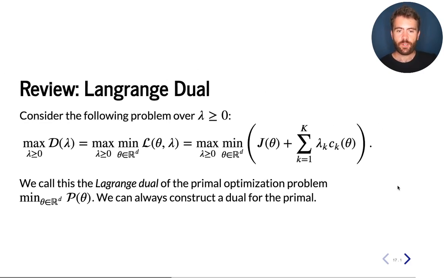Now, in the previous video, I defined this concept of Lagrange dual. Given a Lagrangian, we can optimize its primal form, or we can take the primal form and flip the max and the min, so that instead of being first the min then the max, we have first the max and then the min. And now this becomes an optimization function over lambda, and this optimization function is called the dual. We can always construct this dual.